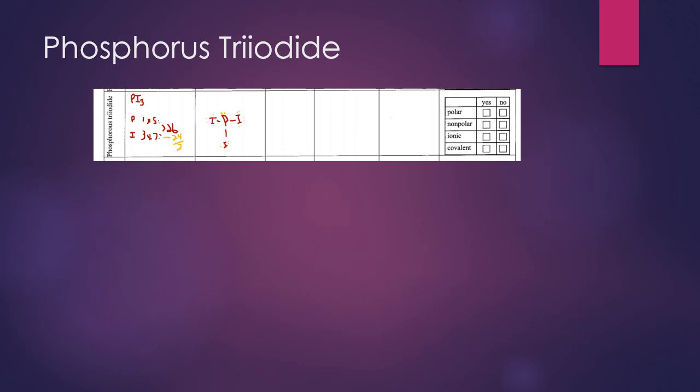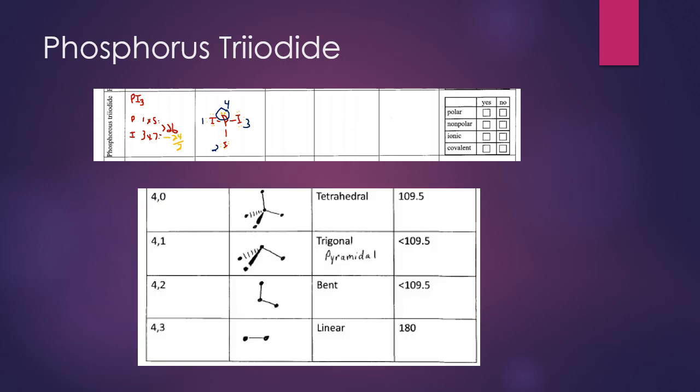In order to figure out the molecular geometry and the bond angles, we need to look up in our tables. In this case, we have 4 total things around the central atom. So 1, 2, 3, and then the 4th thing is this lone pair right here. So I want to look in the categories of 4s. So I have 4,0, 4,1, 4,2, and 4,3. So 4 total things. What comes after the comma is how many of those things are lone pairs. In this case, we have just one lone pair, so we're going to be looking at 4,1.